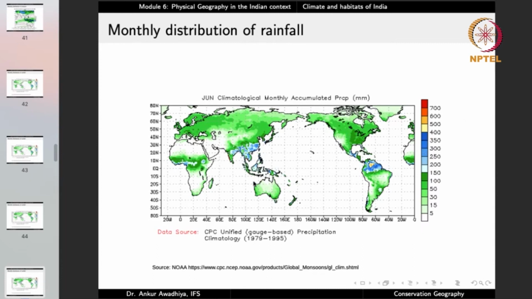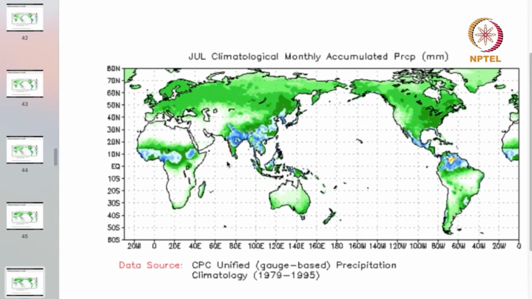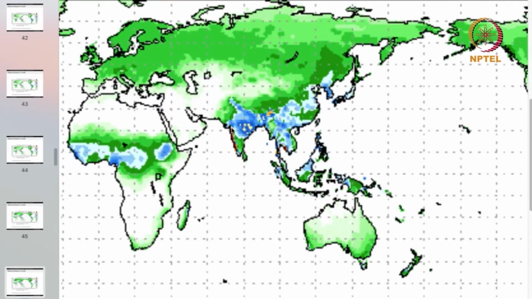So this blue color is now showing that the amount of rains have increased. In the month of July, you have a heavy amount of rainfall in most of the country. But if you look at this portion, if you look at the Western Ghats, the western edge of the Western Ghats, you have a very heavy amount of rainfall. Similarly, in the northeast portion of the country, you have a very heavy amount of rainfall.